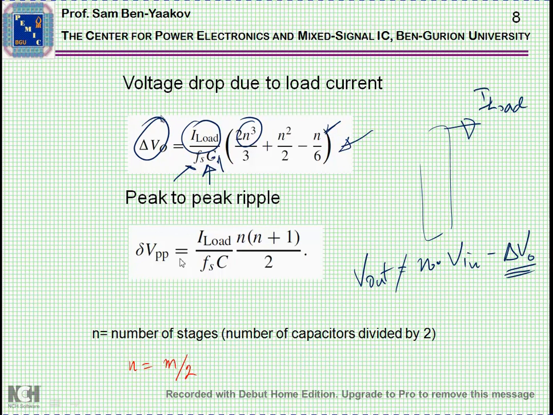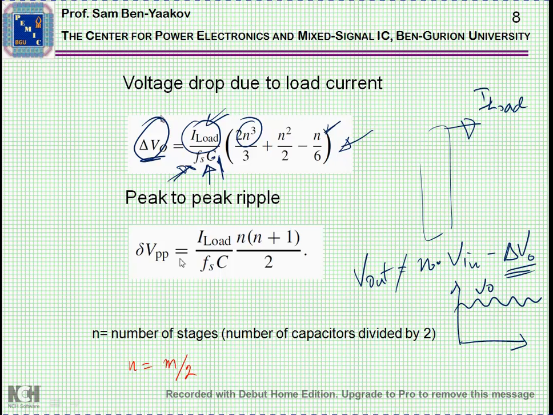So one has to decide now what is the acceptable delta V in a particular application. Knowing the switching frequency and the load, you can calculate what will be the capacitance of the capacitors that you are going to use. Another question is the ripple. The output voltage will have some ripple because the operation of the circuit is such that you are delivering a fixed amount of charge each time, and therefore the voltage will go up and down.